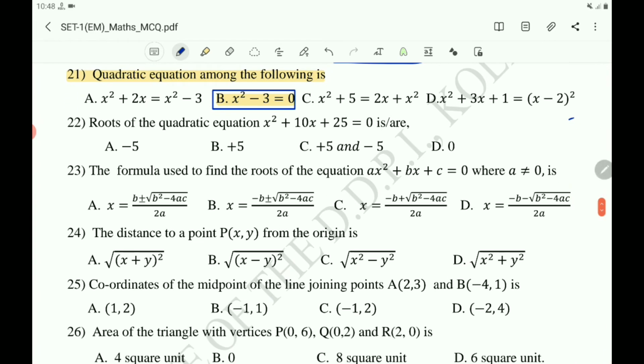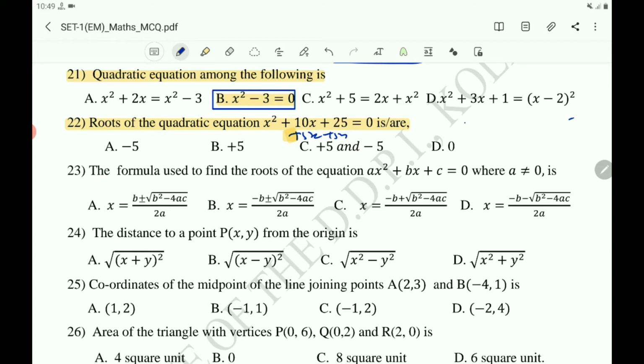Then you take the question number 22. Roots of the quadratic equation x square plus 10x plus 25 equals 0 are. Here you can get two roots and the factors you will get x plus 5 and x plus 5, and naturally both the roots are equal and both are minus 5.